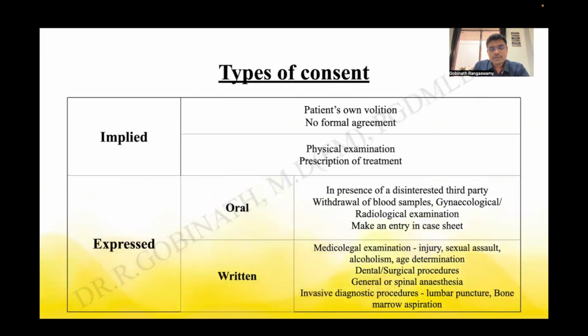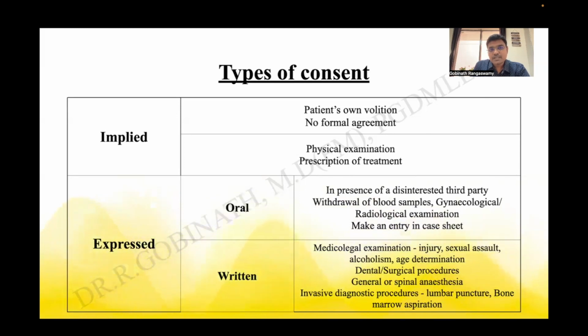So there are two types of consents, implied consent and express consent. Implied consent is where there is no formal agreement between the patient and the doctor. The patient just walks into a clinic and submits himself for physical examination. So that is implied consent.